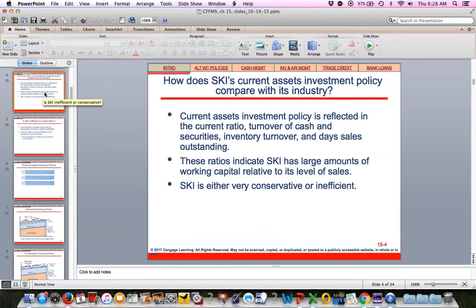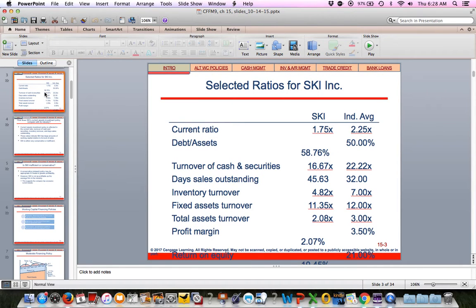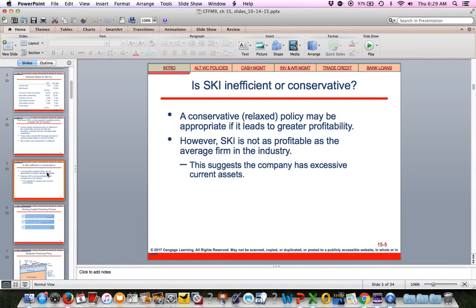You can just go back and take a look at some of the ratios. And the profit margin down here, which is kind of goofed up in terms of not lining up right, but Ski's profit margin is 2.07, lower than the industry at 3.5, so that is a potential indicator that maybe they're just inefficient, and that they could be better at managing the amount of current assets that they have on hand.